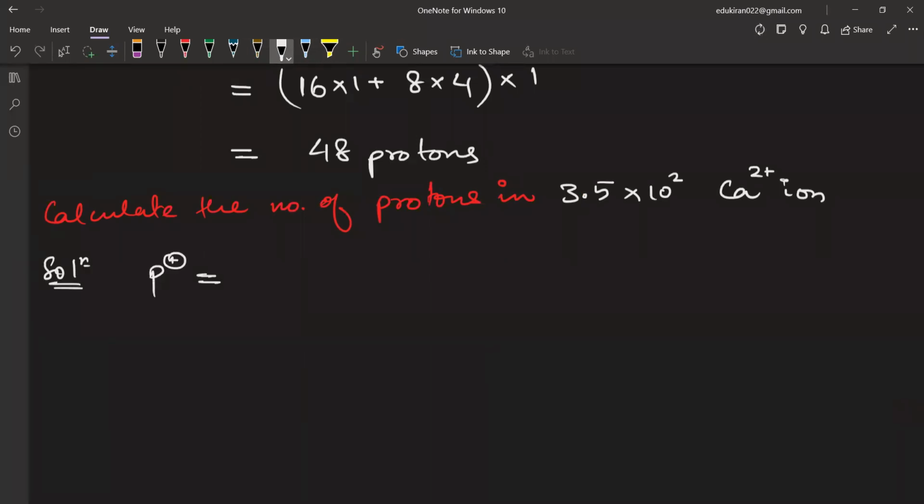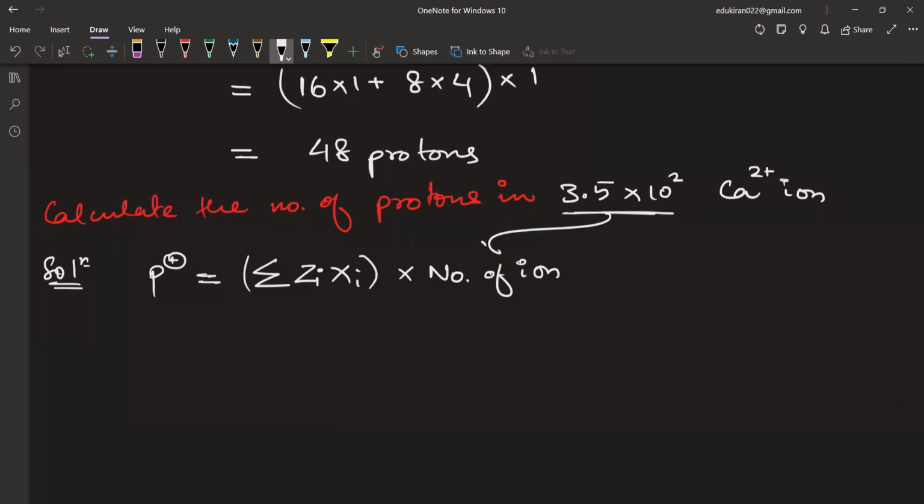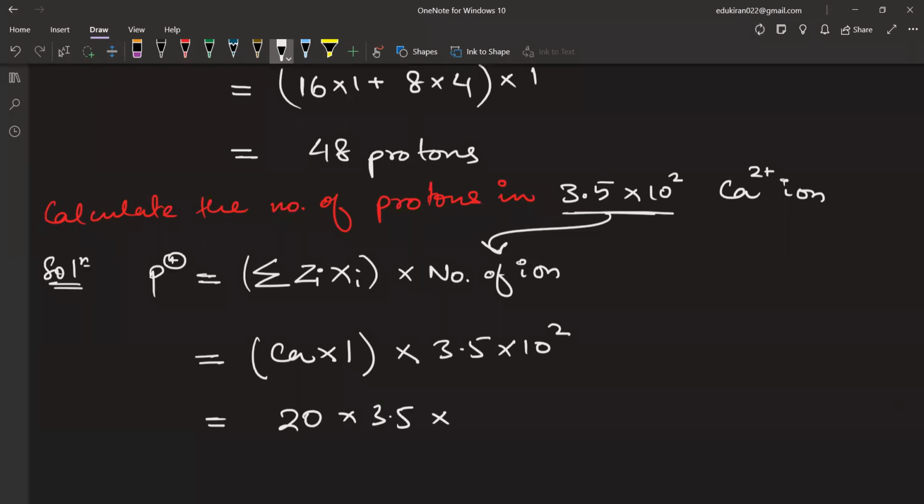Number of protons is equal to the summation of ZiXi into the number of ions. This is my number of ion. We have only one type of atom in the ion, and that is Ca. How many Ca are present? We have only one Ca, into the number of ions, 3.5 into 10 to the power 2. What is the atomic number for calcium? It is 20. So write 20 into 3.5 into 10 to the power 2.